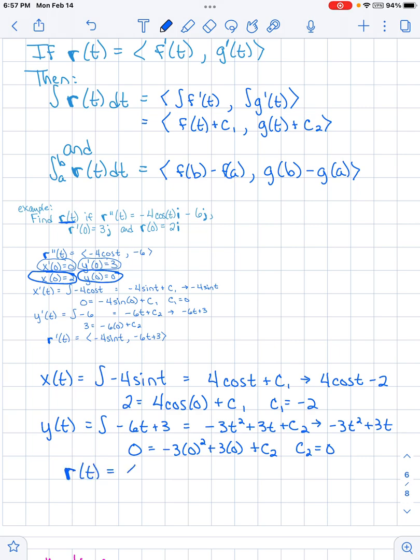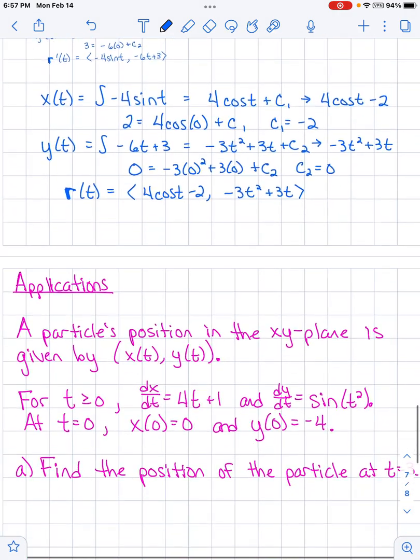So finally, after all of that work, that was a lot of work, we get the original vector. The original vector was 4 cosine t minus 2 and negative 3t squared plus 3t. That was a long one, but it was good.